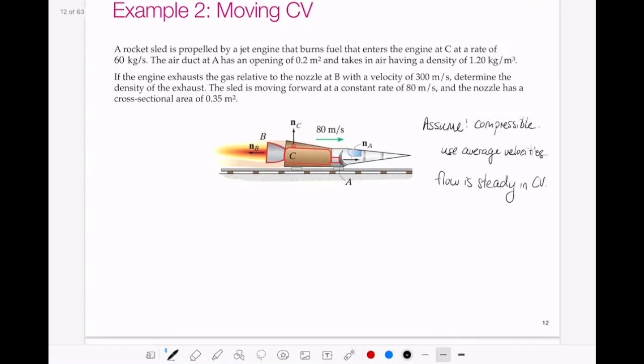So the first thing we can do is figure out the velocity of the gases with respect to our control surface. So the velocity of A with respect to our control surface, we define as equal to the velocity of A minus the velocity of the control surface. So what is the velocity of A with respect to the control surface? What is the absolute velocity of A?